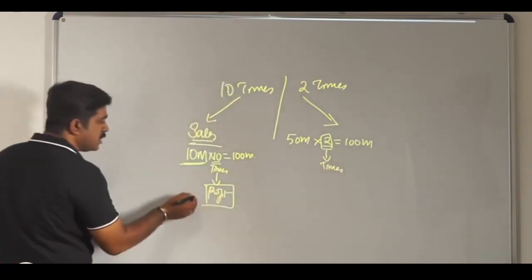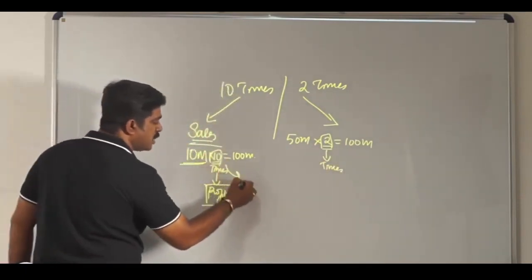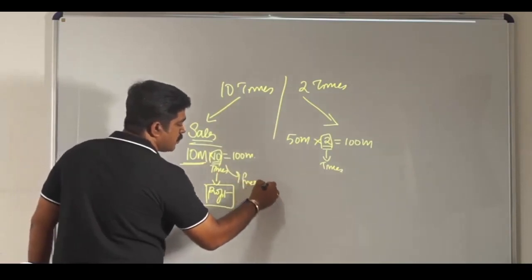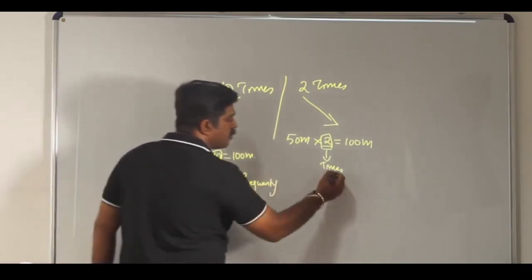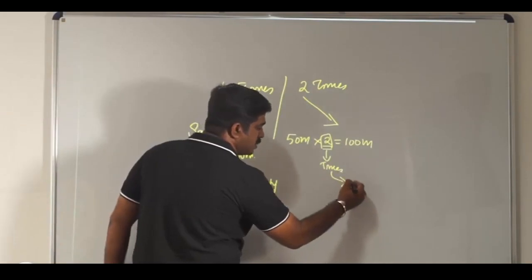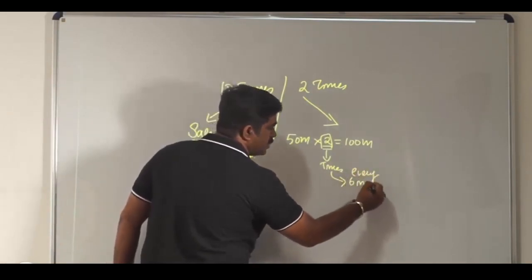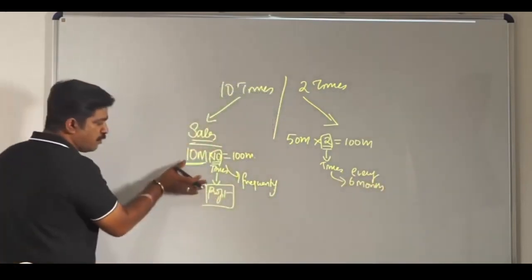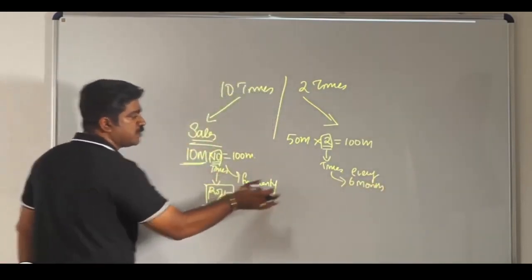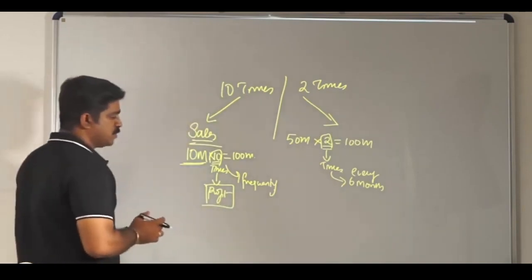It means here the profit is coming frequently, whereas here the profit is coming only 2 times in a year. That is, say something like every 6 months. So I repeat, here the profit comes frequently, here the profit comes only every 6 months.